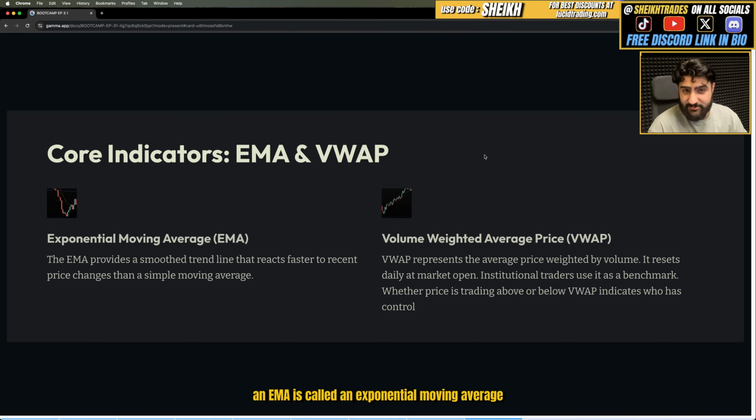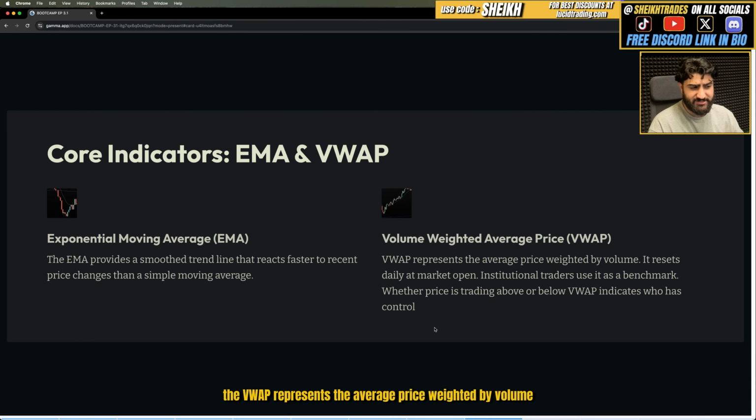An EMA is called an exponential moving average. The EMA provides a smooth trend line that reacts faster to recent price changes than a simple moving average. Volume weighted average price is only intraday. The EMA also carries over from other sessions, but the VWAP is only for that specific session. What is the volume weighted average price?